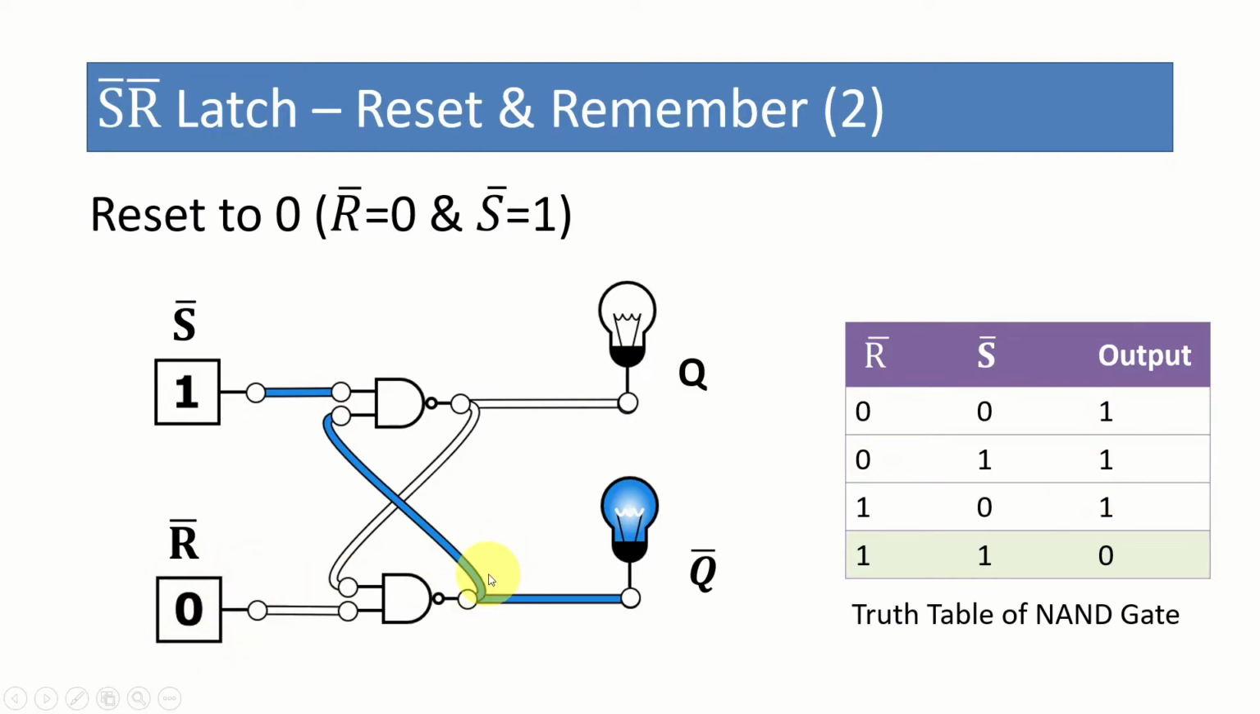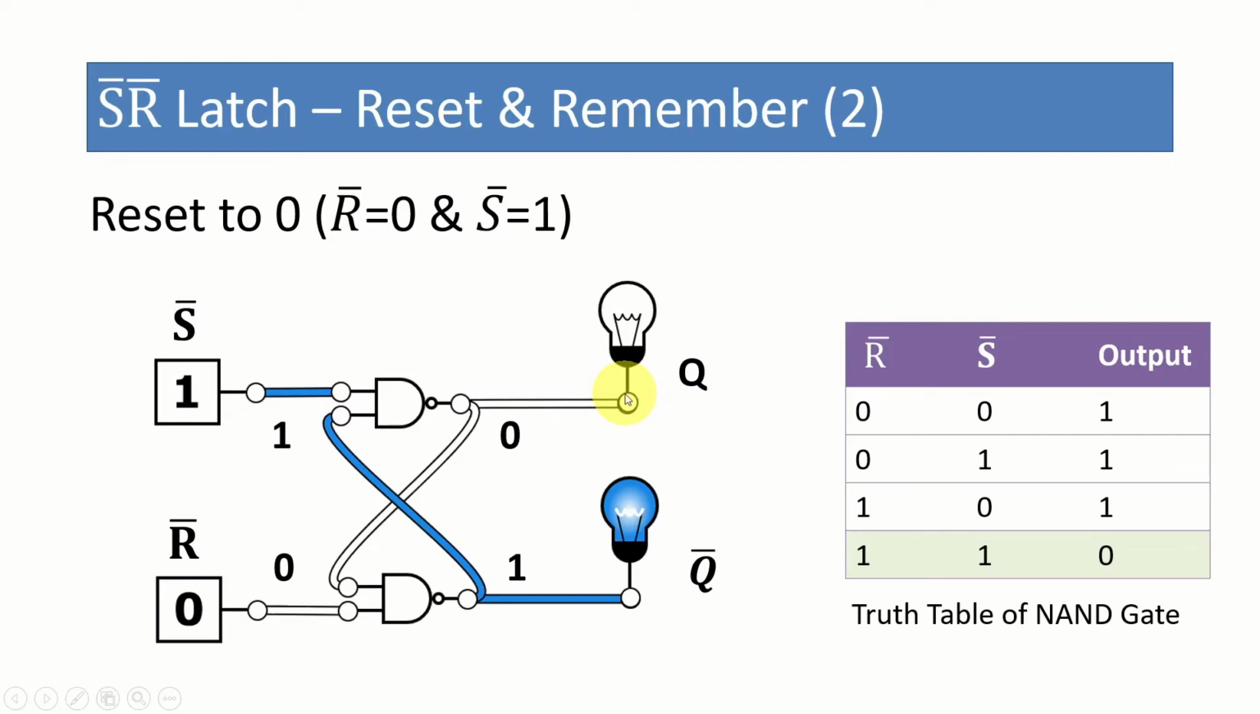So therefore this second NAND gate's output is guaranteed to be 1. And that one is fed to the first NAND gate. And when 1-1 input combination is given, the output is 0. And that 0 is fed to the second NAND gate, and it doesn't matter, even when both are 0, the output is 1. Now it keeps going on and it stabilizes to Q equals 0, Q bar equals 1. So Q equals 0 means we have reset our S bar R bar latch.